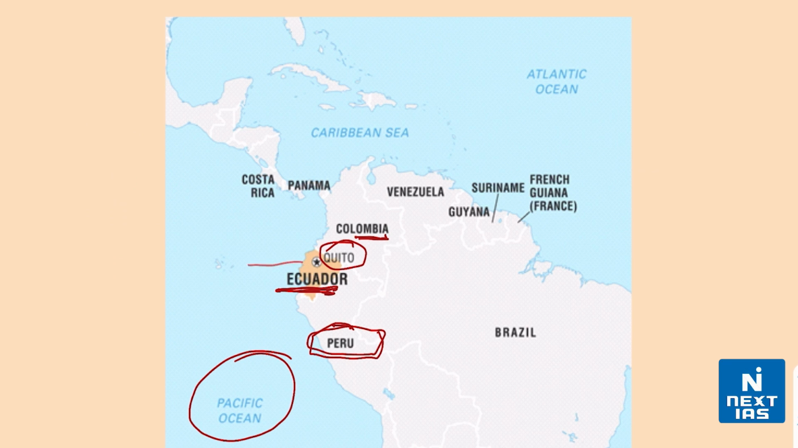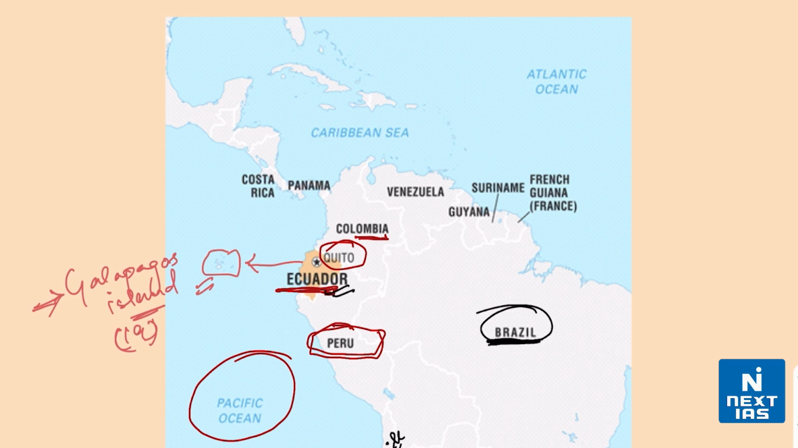Now, if you move west of Ecuador, these are the Galapagos Islands. The Galapagos is a volcanic archipelago. It is a group of 19 islands, and it is actually mega diverse. That means you can find a lot of plant and animal species on these islands. Also, Ecuador is one amongst the two countries that do not share direct boundaries with Brazil.